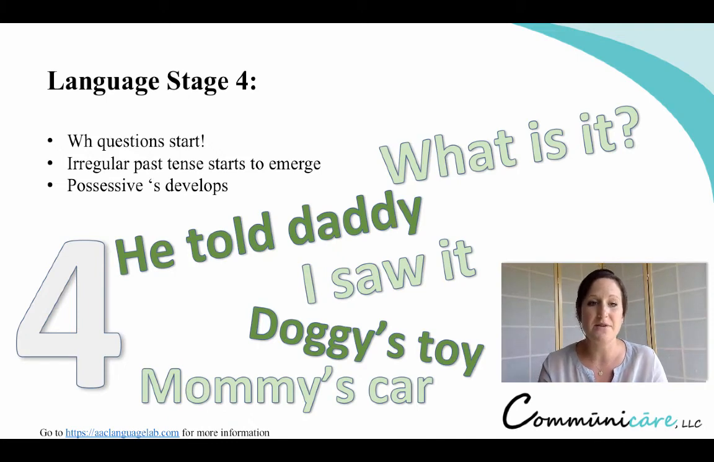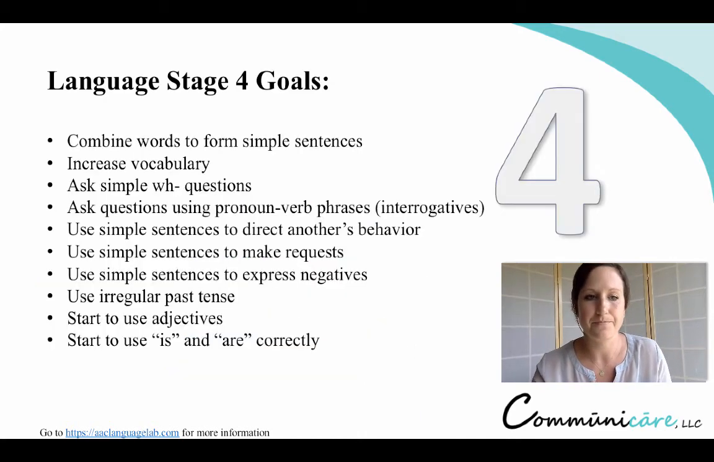Okay, so language stage 4. This is when we start to see WH questions. Also, irregular past tense starts to emerge, and the possessive S. So, what is it? He told Daddy, I saw it, Doggy's toy, Mommy's car. So that's really what we may be seeing at language stage 4.